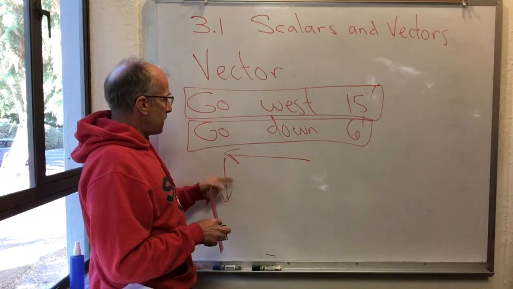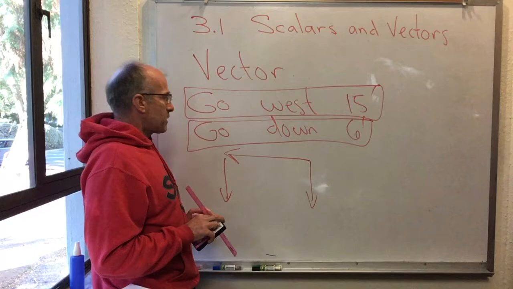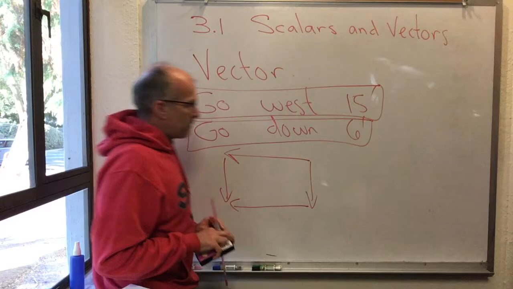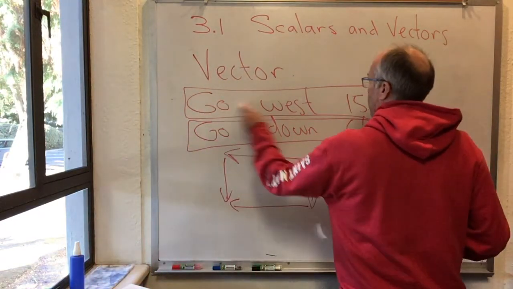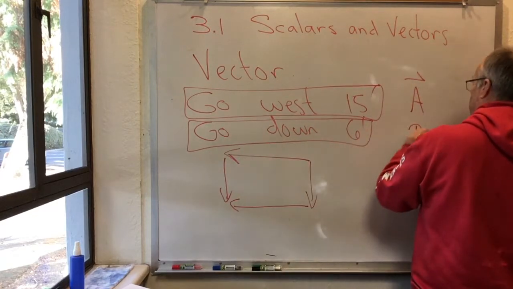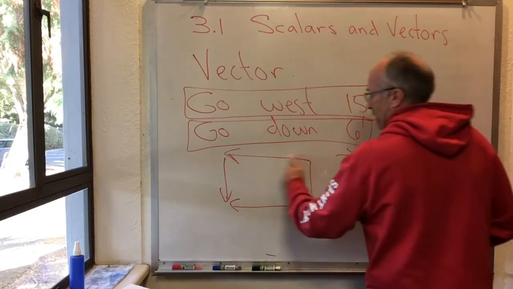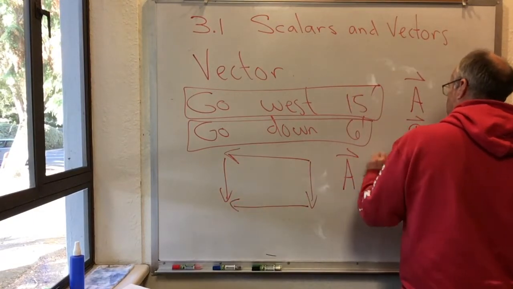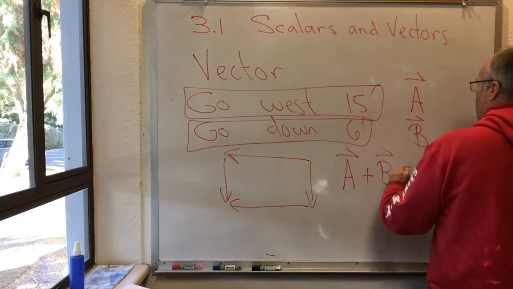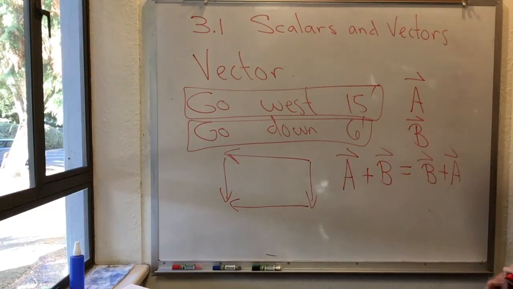All right, now here's an interesting thing. If I go west 15 feet and then I go down 6 feet, that actually gets me to the same place as going down 6 feet and then going west 15 feet. And if this entire thing here is captured by this symbol A, and this entire thing here is captured by this symbol B, and go this way and then go that way can be captured by A plus B, what we've really said here is it doesn't matter what order you add A to B or B to A.